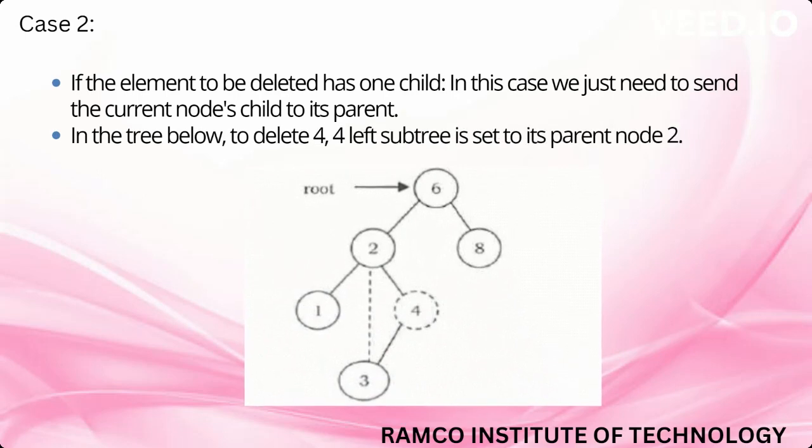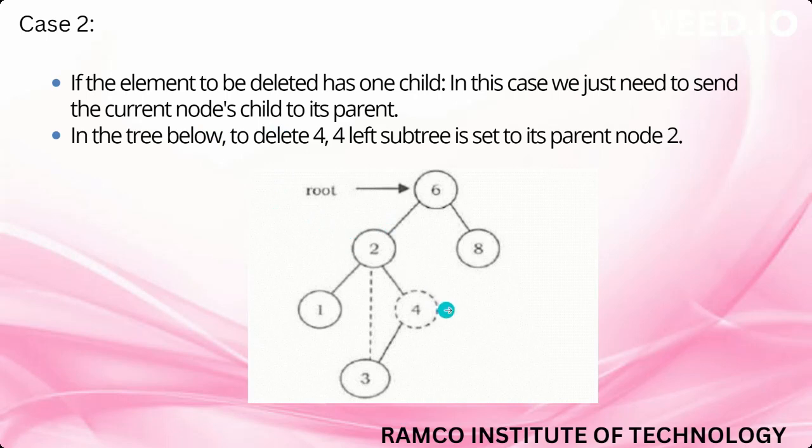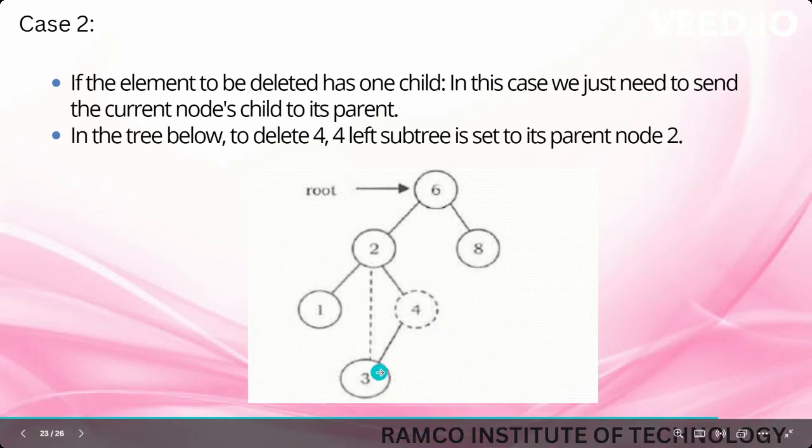Then case 2: if the element to be deleted has one child, in this case we just need to send the current node's child to its parent. In this example, we are going to delete the element 4. 4's left subtree is set to its parent. Here the node 3 is set as a child of the parent node 2.